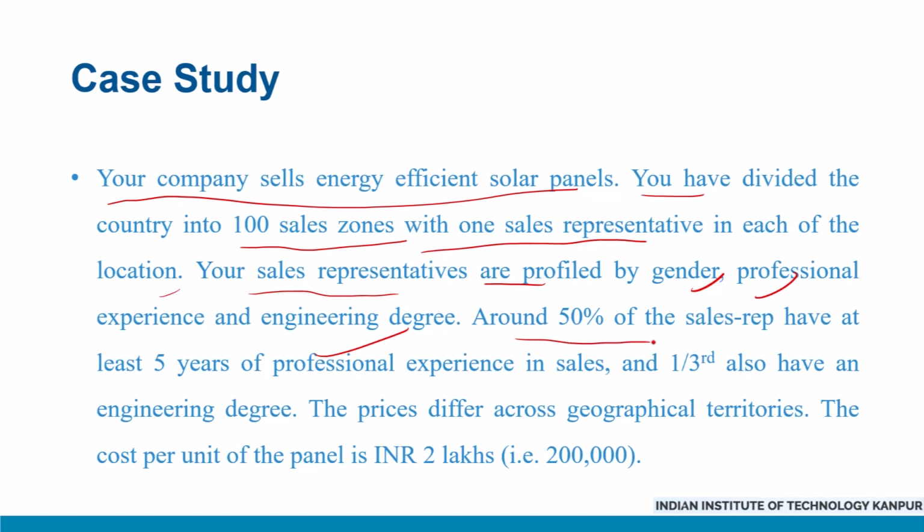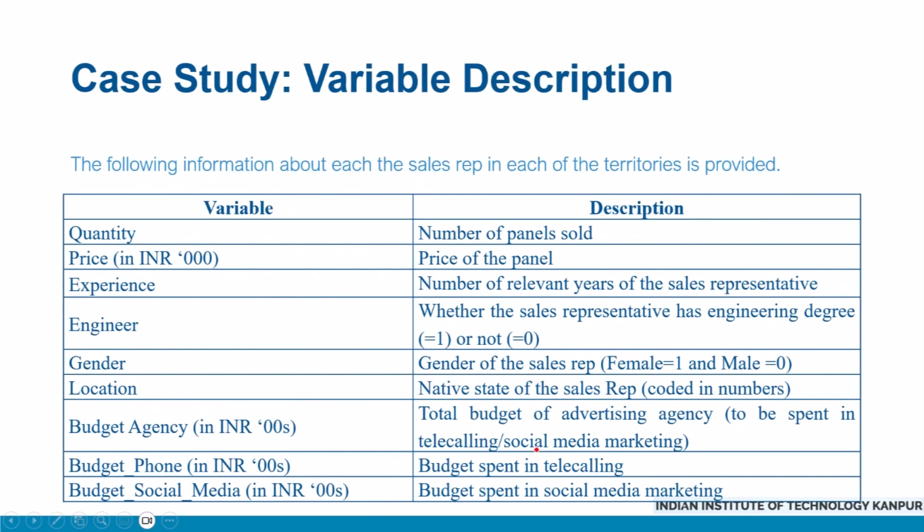Then around 50% of the sales reps have at least 5 years of professional experience in sales, and 1/3 of them have an engineering degree. That is what your company claims to show the expertise, and the prices differ across geographical territories, although the cost is 2 lakh rupees per panel. The variables given in data, as we'll see when we are implementing the case, are as follows.